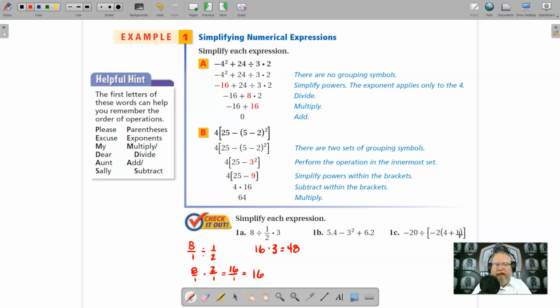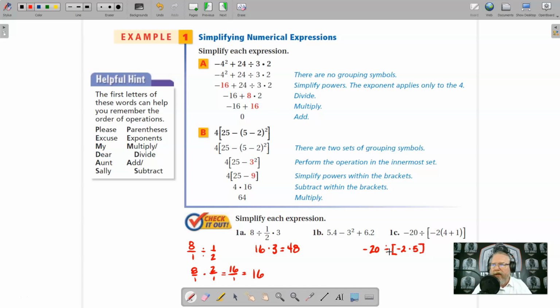So we have brackets and we have parentheses. So let's go ahead and bring down our negative 20. We can't do anything with that yet. We have the divided by. We have the braces. Then we have negative 2 times the quantity of 4 plus 1. So let's go ahead and do the 4 plus 1. 4 plus 1 is 5. And bring those braces down.